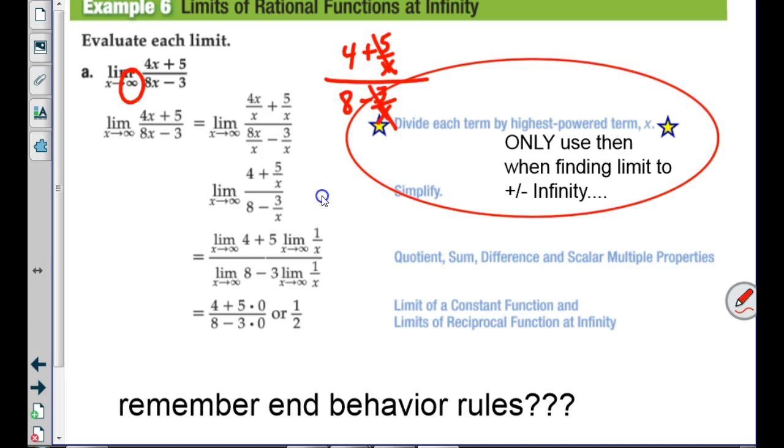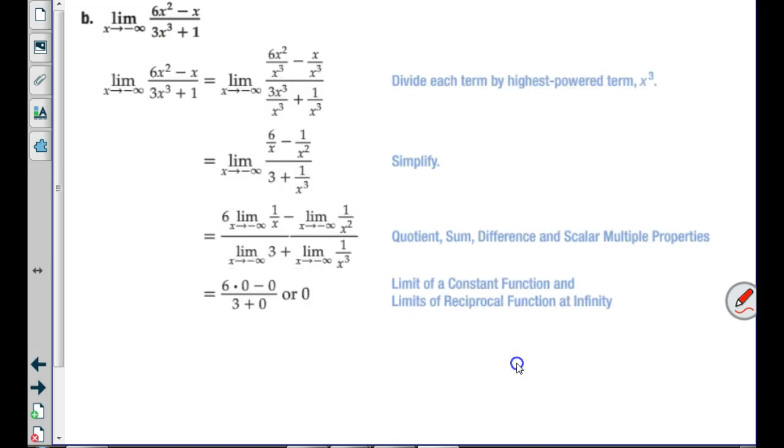Do you remember when we learned that? When they have the same weights, remember, not bottom heavy, top heavy, equal weights? Then the end behavior is just leading coefficient over leading coefficient. So it's 1/2. It's just an end behavior rule. It's a fancy way you'll do it next year.